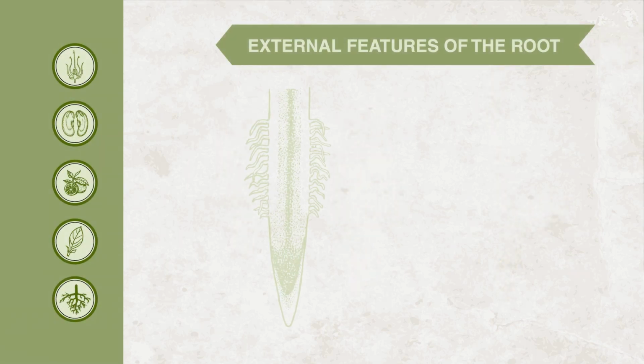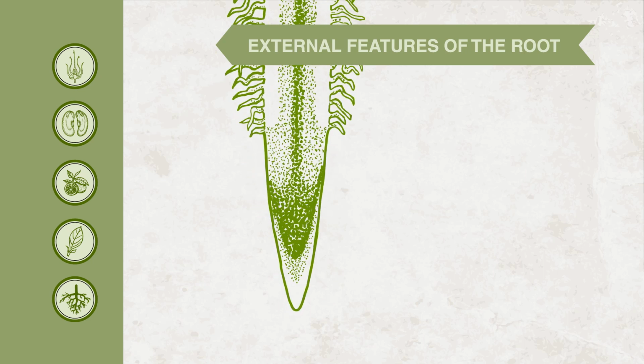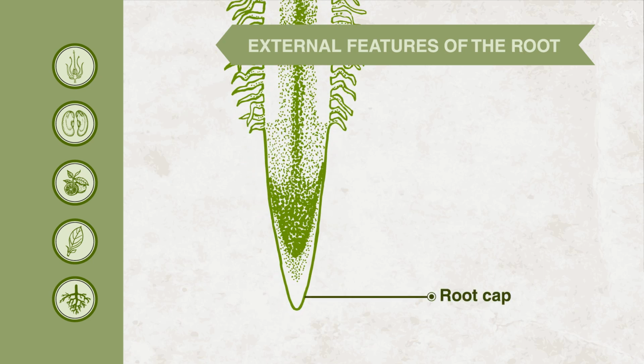In terms of its external features, a root is divided into a number of regions, which mostly have to do with how the root grows. Firstly, the root cap covers the very tip of the root and is shaped like a thimble. It protects the delicate growing tip from injury as it pushes its way through the soil.